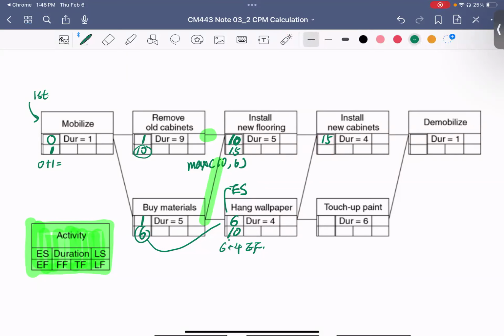So once you get 15 here, so this will be... Josh. What's the number for here? I only wrote 1 here. What's the next number?